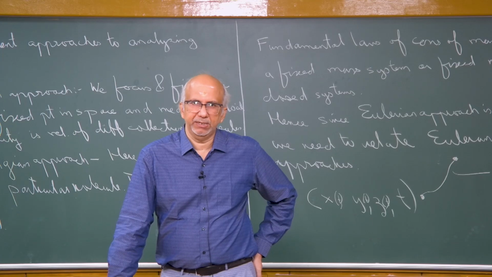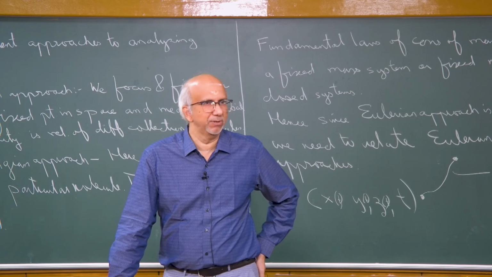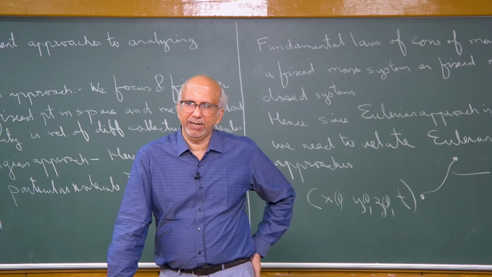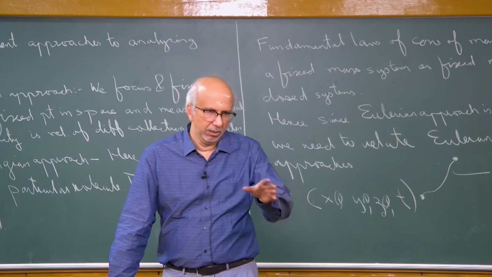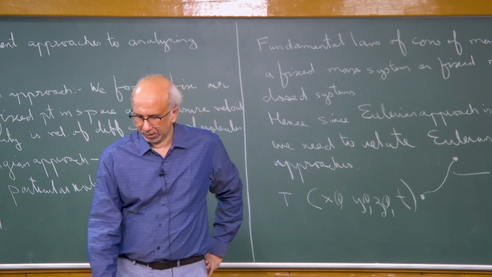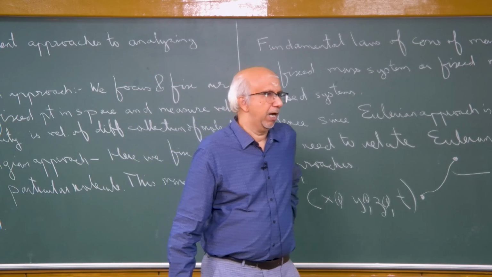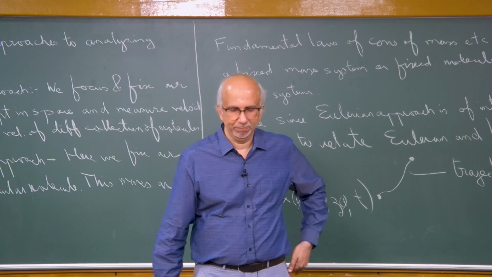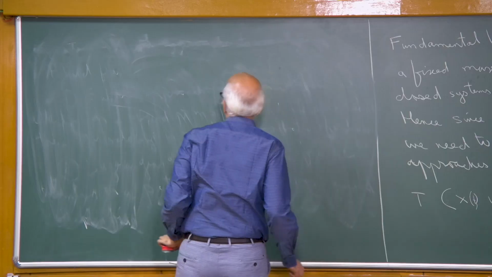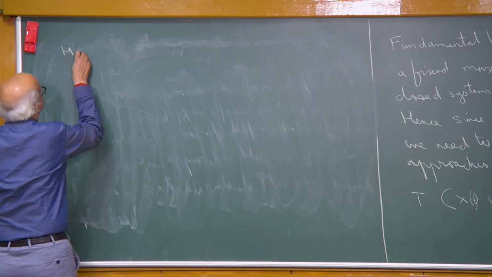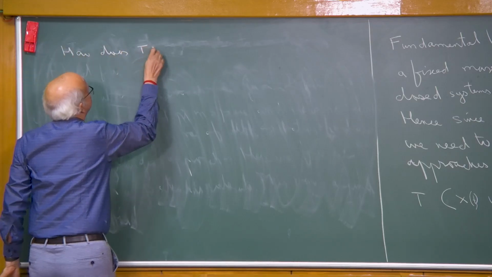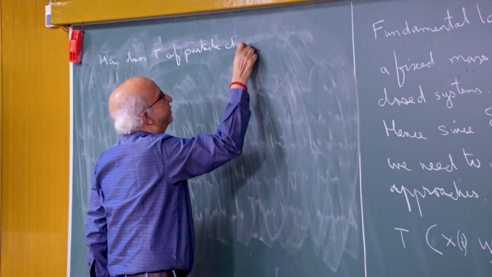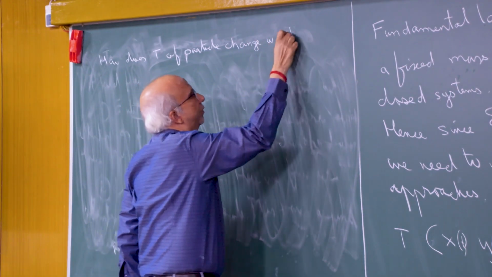So, the temperature is a function of all the independent variables, that is what I have written, x, y, z and t, and I am saying that x, y, z are functions of time, because the particle is moving. So, now I am interested in how does the temperature of the particle change with respect to time. So, that is the question. How does the temperature of the particle change with respect to time?